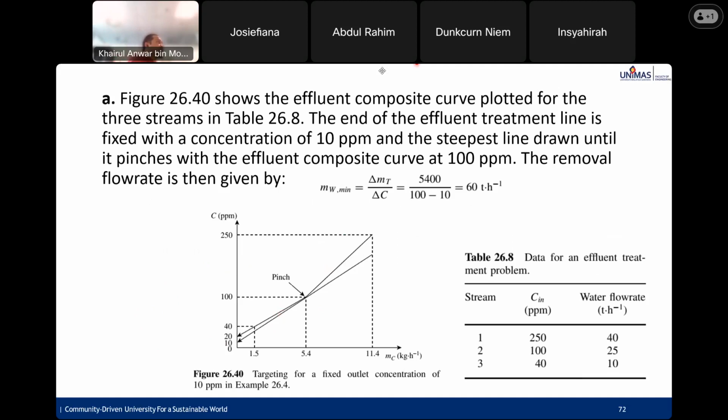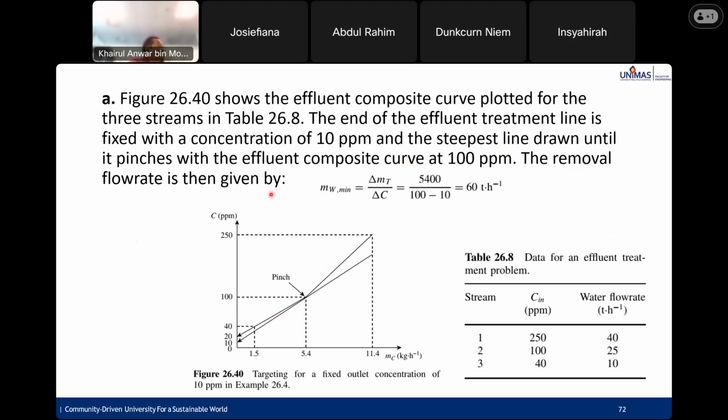In figure 26.4 shows the effluent composite curve plotted for the three streams in table 26.8. So when you get this exercise, the first thing you need to do is to create the composite. The end of the effluent treatment line is fixed with a concentration of 10 ppm, and the steepest line is drawn until it pinches with the effluent composite curve at 100 ppm.